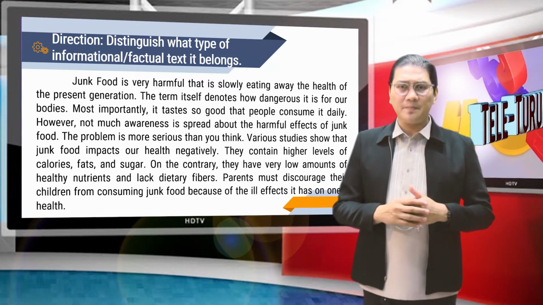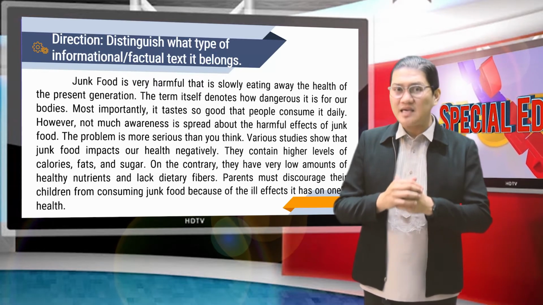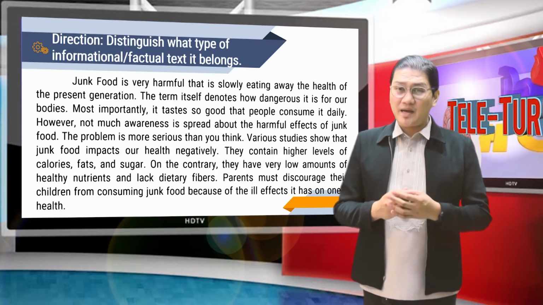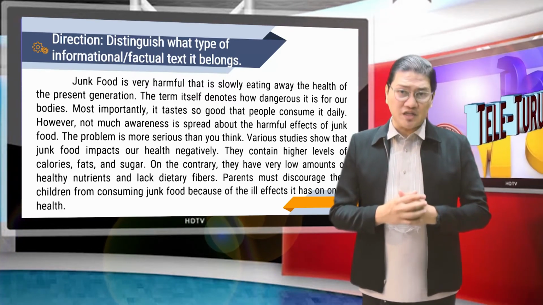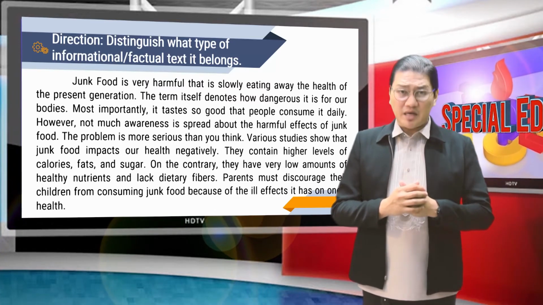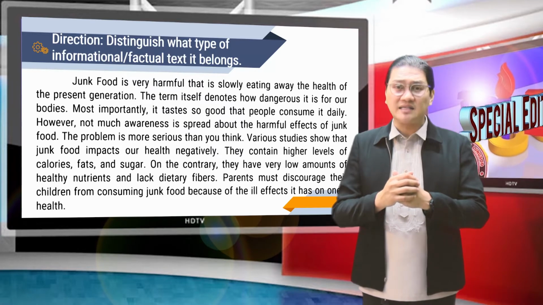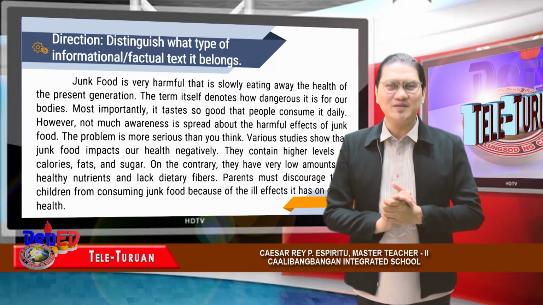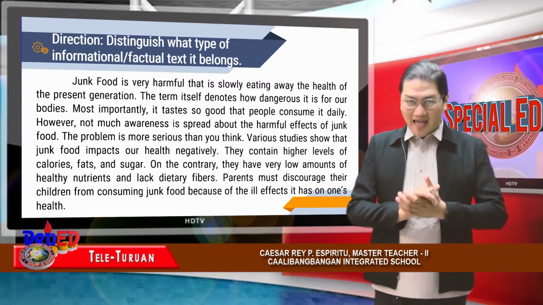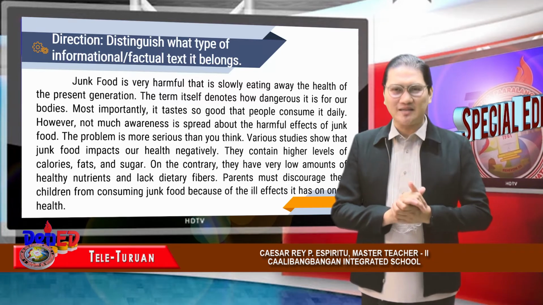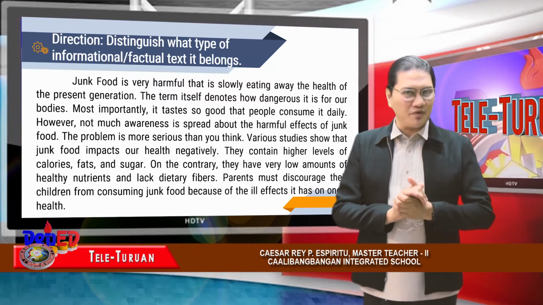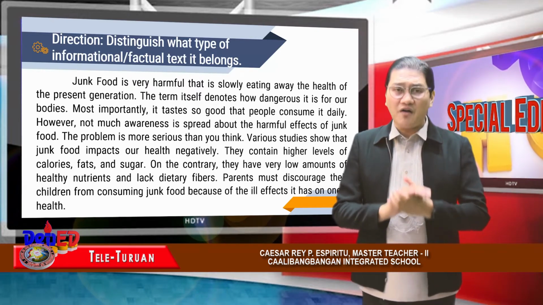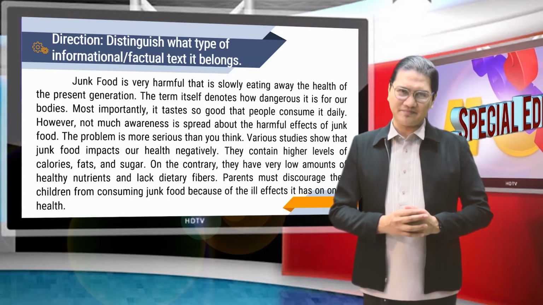On the contrary, they have very low amounts of healthy nutrients and lack dietary fibers. Parents must discourage their children from consuming junk food because of the ill effects it has on one's health. Raise your flashcards now. Very good. The answer is argument or persuasion text. This type of selection provides evidence with the intent of influencing the beliefs or actions of the target audience.